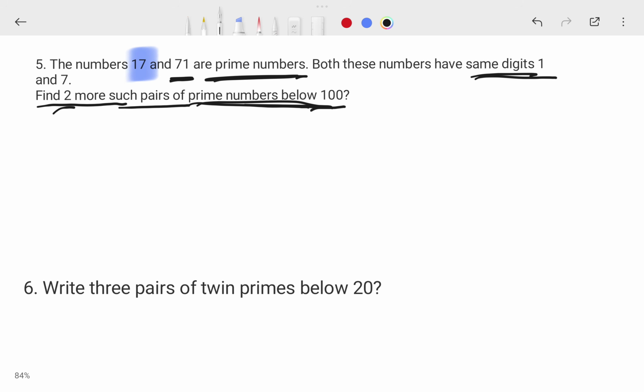If you see 11, 12, 13. Let's take 13. 13 is there, it is a prime. If you reverse 13, it becomes 31. Is 31 a prime number? Yes, 31 is also prime. Okay, that's good. We did the first one.